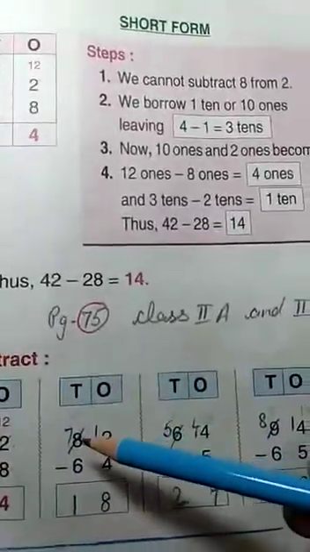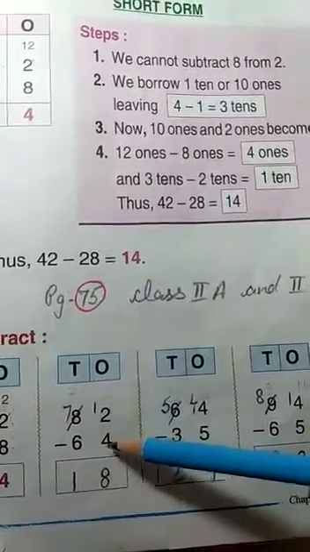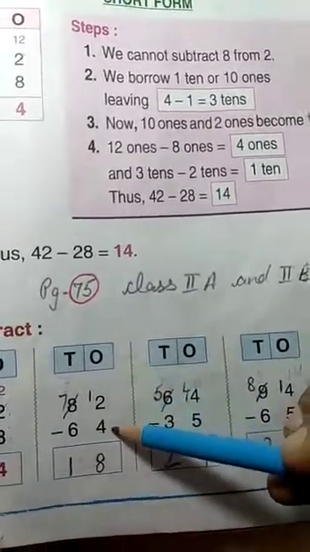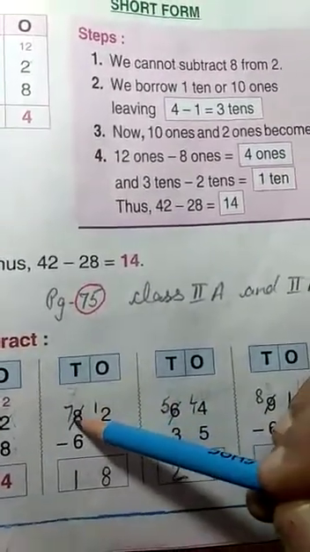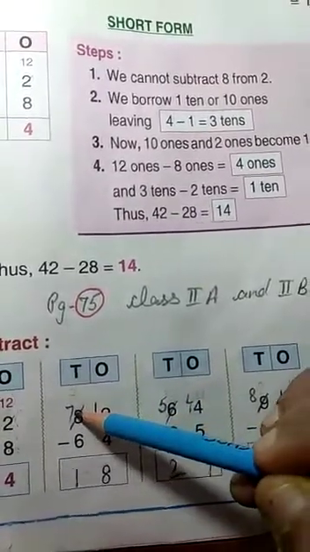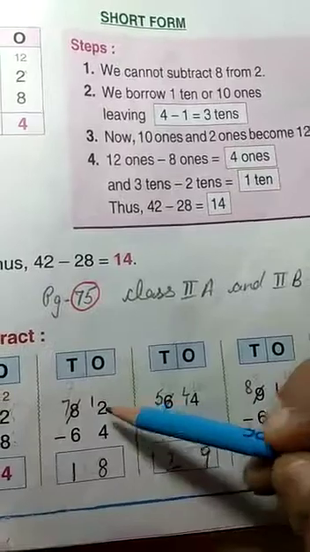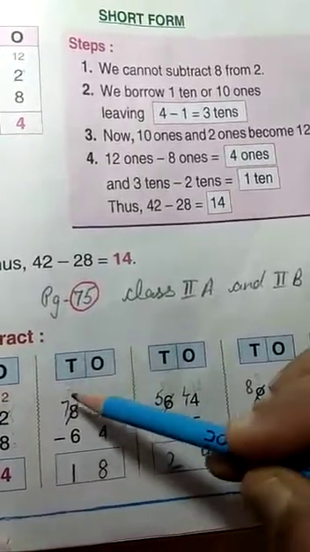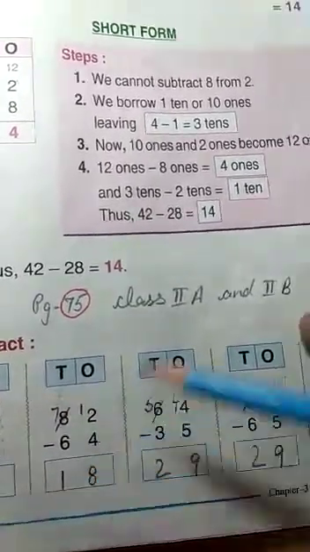Moving on to next. 82 minus 64. 2 minus 4 cannot be done, so you have to borrow 1 from here. 8 will reduce to 7 and when you borrow 1 from here, this becomes 12. 12 minus 4 will give you 8 and 7 minus 6 will give you 1.